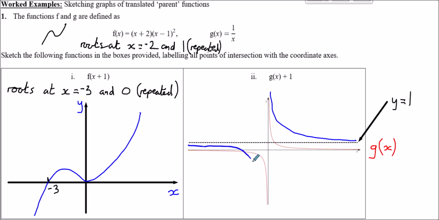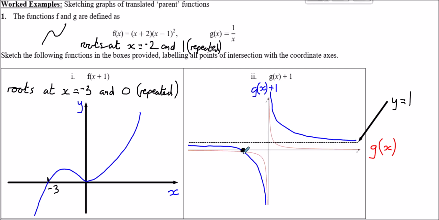And goes down, steeper, steeper, steeper, approaching the y-axis very closely. And so this one is actually going to have an intersection at the x-axis. I'm just going to label on that the blue one is g of x plus 1, so you can differentiate the red from the blue. And it does have an intersection with the x-axis here.